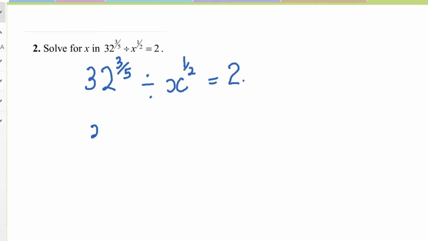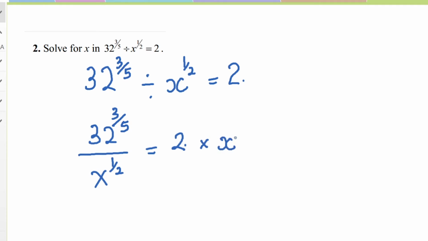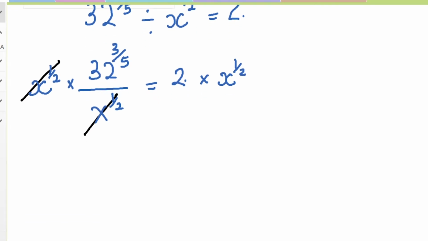So this is the same as saying 32 to the power 3/5 over x to the power 1/2 is going to be equal to 2. So we are trying to make x the subject of the formula. Multiply by x to the power 1/2 on both sides, so that this x to the power 1/2 and that cancel. So what we are going to remain with here is 32 to the power 3/5 is going to give us 2x to the power 1/2, like that.